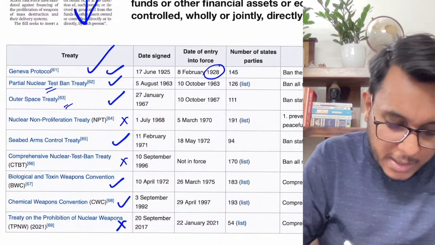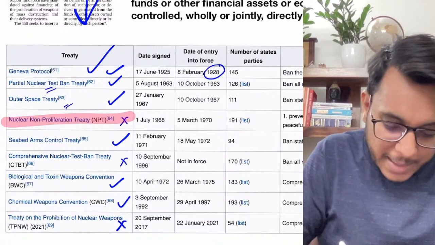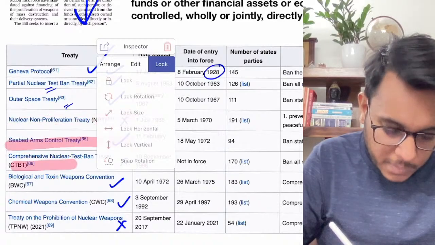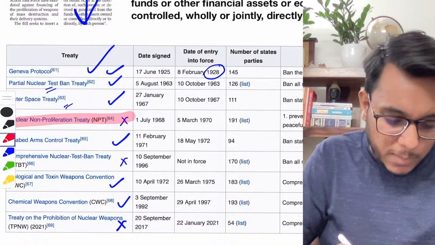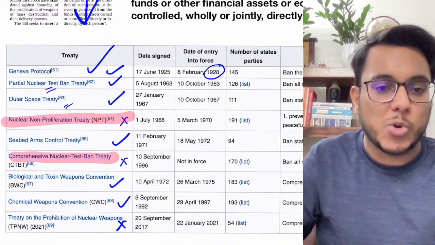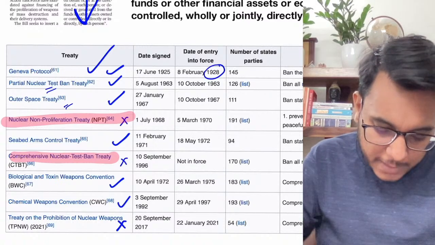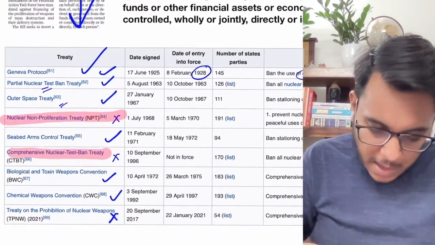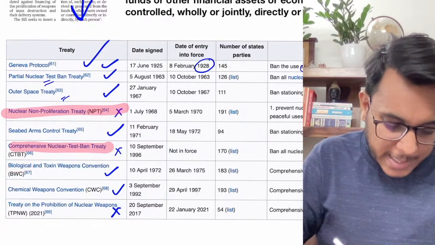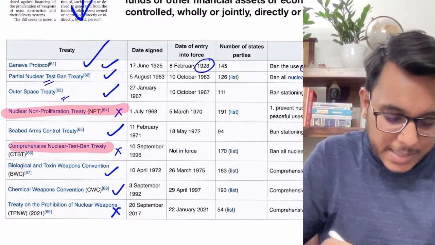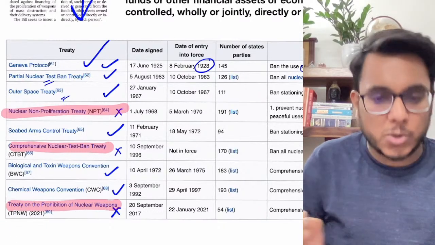Then, guys, the Nuclear Non-Proliferation Treaty is there. This has not been signed by India. The Seabed Arms Control Treaty has been signed by India. Then there is one more that has not been signed by India, that is the Comprehensive Nuclear Test Ban Treaty. Then the next one is the Biological and Toxin Weapons Convention. This has been signed by India. The Chemical Weapons Convention has been signed by India. And the Treaty on the Prohibition of Nuclear Weapons has not been signed by India.